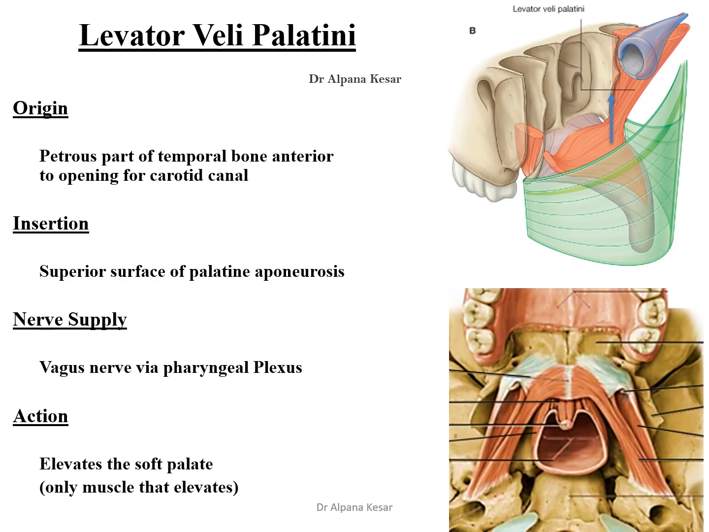Levator veli palatini. Levator veli palatini takes origin from the petrous part of the temporal bone and gets inserted on the superior surface of palatine aponeurosis. Its nerve supply is vagus nerve via pharyngeal plexus. Action is it helps in the elevation of soft palate. It is the only levator of the soft palate.